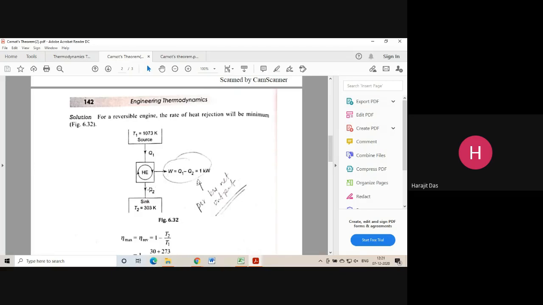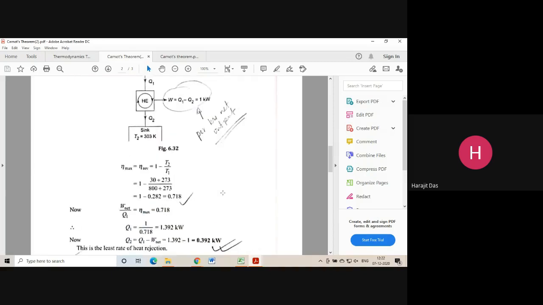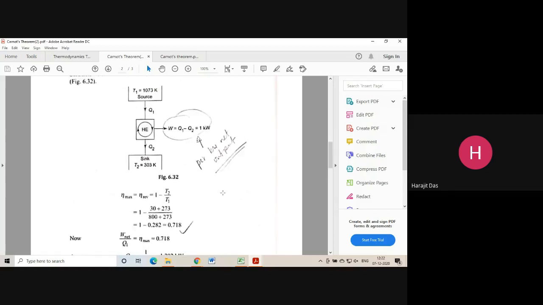So here some amount of heat, a very minimum amount of heat, it should reject, otherwise it will not be a reversible heat engine. So Q2 amount of heat it is rejecting, and the sink temperature T2 is equal to 303 Kelvin. I think up to this much your points are clear. If it is not clear, then you can ask me. Understood?